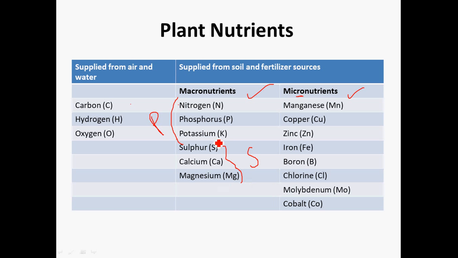So this is the basic difference between primary and secondary nutrients, and both primary and secondary nutrients are known as macronutrients. The other nutrients which are also needed by plants in small quantity are manganese, copper, zinc, iron, boron, chlorine, molybdenum and cobalt.